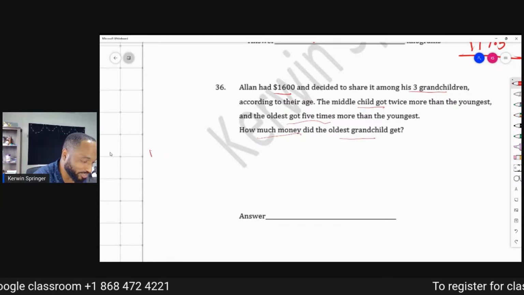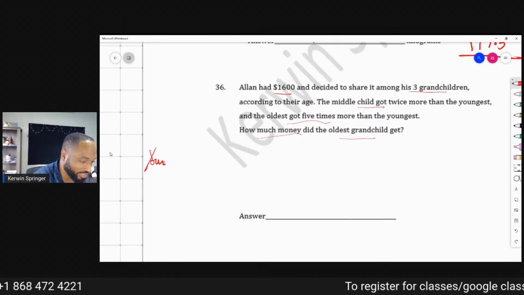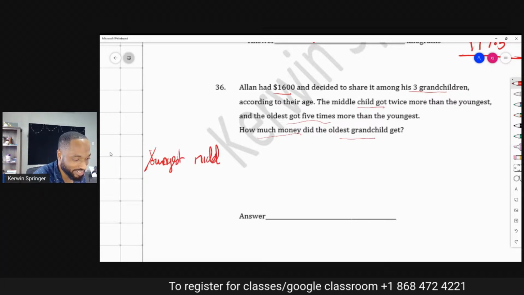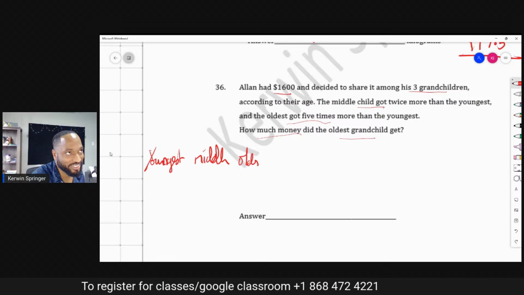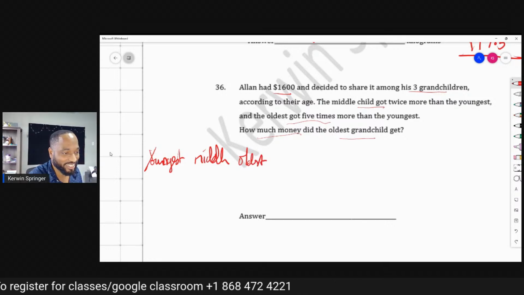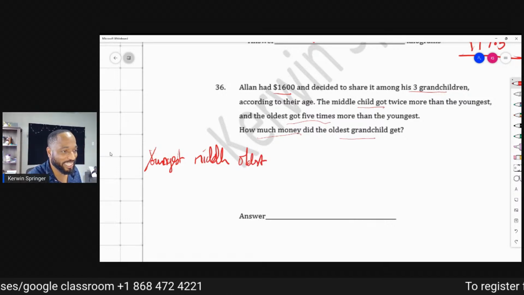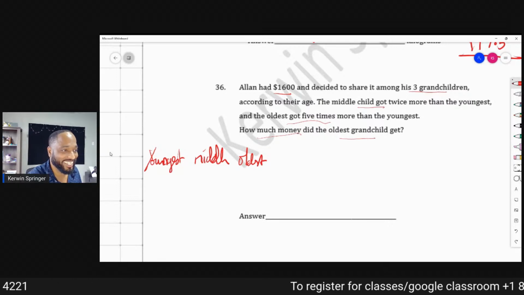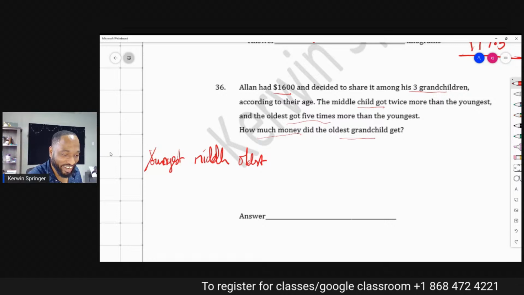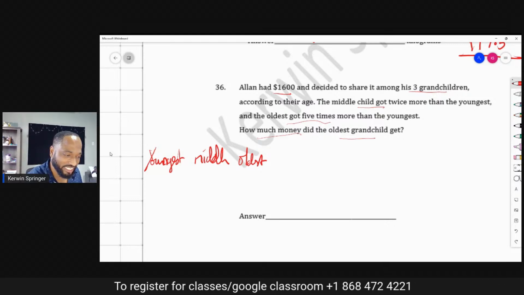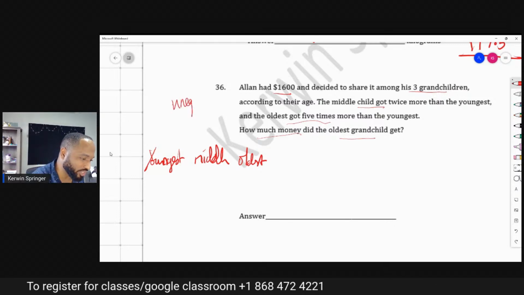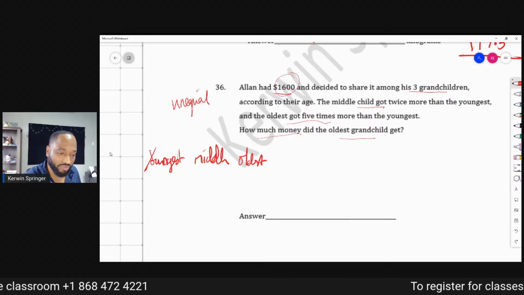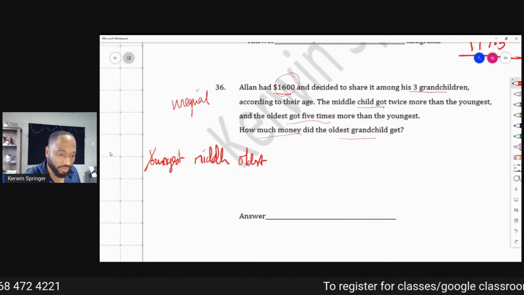Okay, let me do this again. So you have a youngest, and you have the middle, and you have the oldest. I think this is an unequal sharing question. He's sharing 1,600 and he decided to share it among the 3 of them. The middle child got twice as much as the youngest.